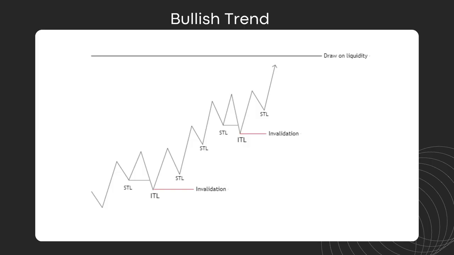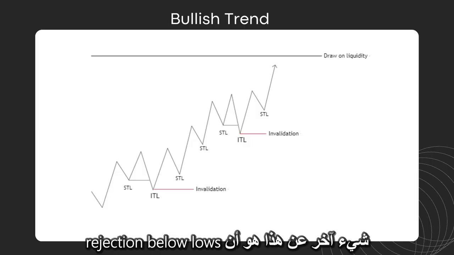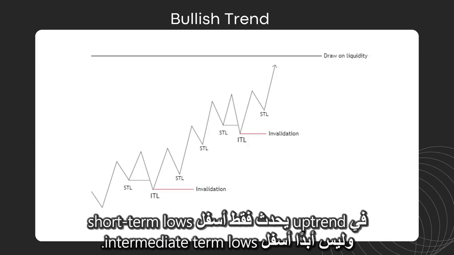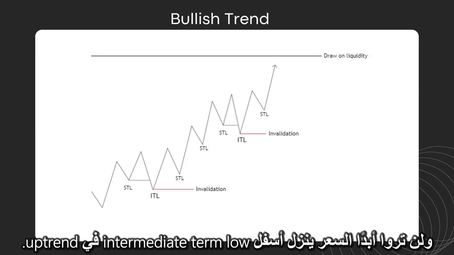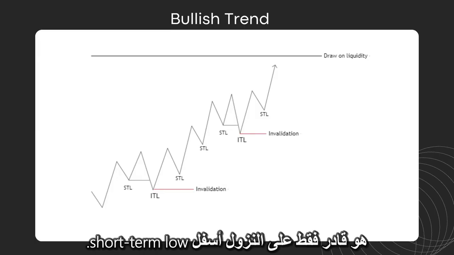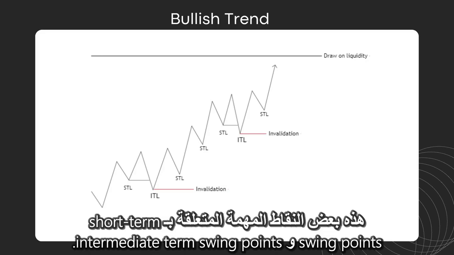Another thing about this is that rejection below lows in an uptrend only occurs below short-term lows and never below intermediate-term lows, because intermediate-term lows are always protected and you'd never see price go below an intermediate-term low in an uptrend. It is only able to go below a short-term low, right? These are some of the important points regarding short-term swing points and intermediate-term swing points.